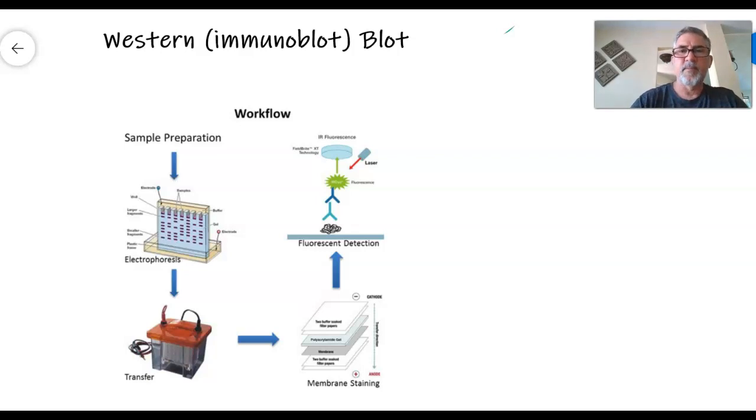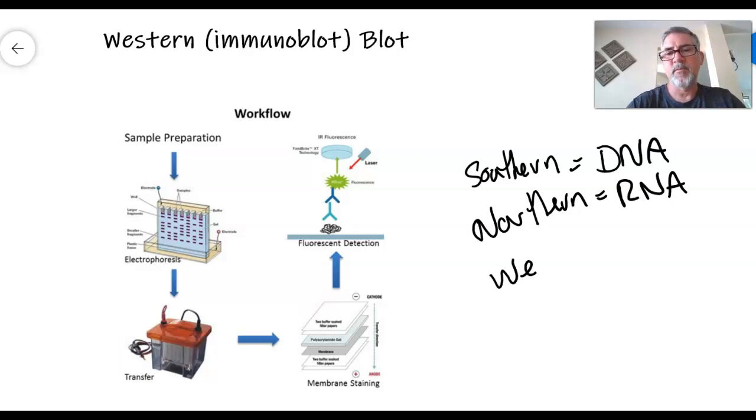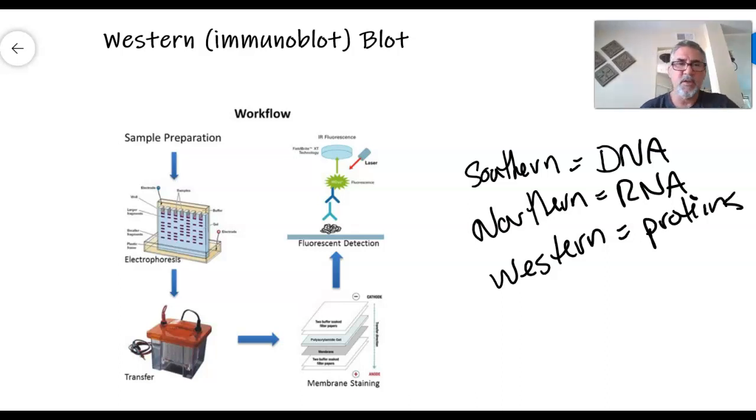Okay. So Western blot. If we remember, Southern is equal to DNA, named after Edward Southern, right? We had Northern, which equals RNA, and we have Western, which is equal to proteins. So we've talked a little bit about Southern blotting before, so we'll talk a little bit about Western blotting. It works a lot the same way that Southern blotting does.